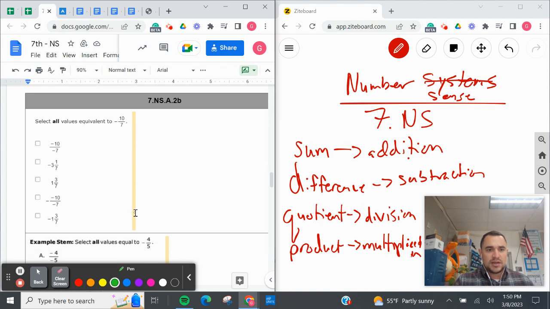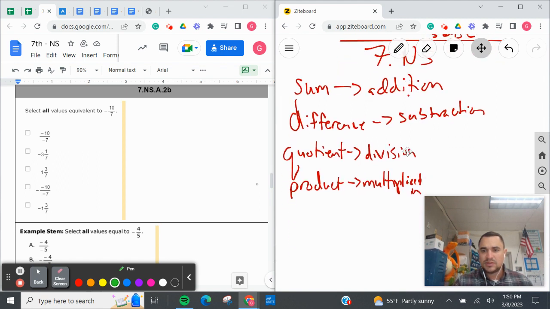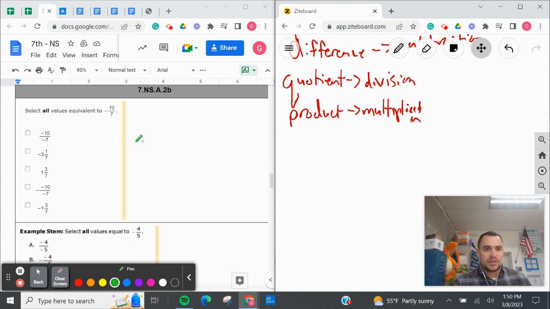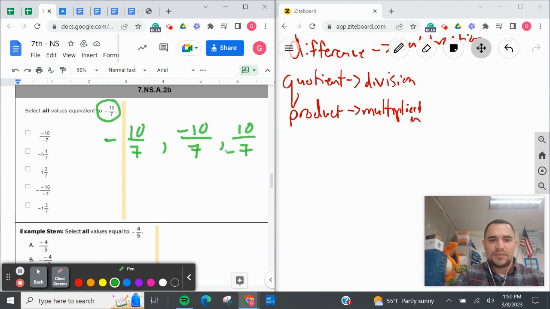All right. Here we go. We're going to have to probably move this up a little bit too, because we're going to be talking about some positives and negatives. All right. So here, all things that are equal to negative 10 sevenths. The one thing you need to know about negative 10 sevenths is that it can be negative 10 over 7, or 10 over negative 7. So what you notice is that the negative can go to the top or the bottom, but it cannot go to both.